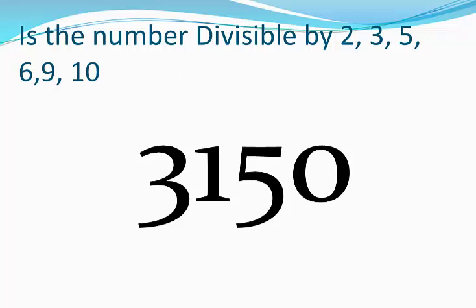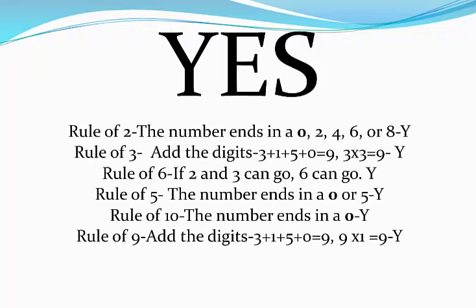Now if it's divisible by 2 and by 3, then it's divisible by 6. Since it's an even number, it is divisible by 2, and since it's divisible by 3 because the sum of the digits is 9, it does also satisfy that requirement that it is divisible by 6. So it is divisible by all of those numbers.